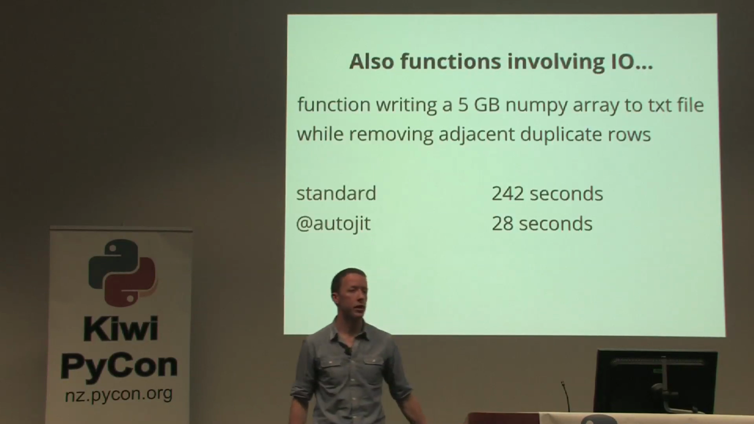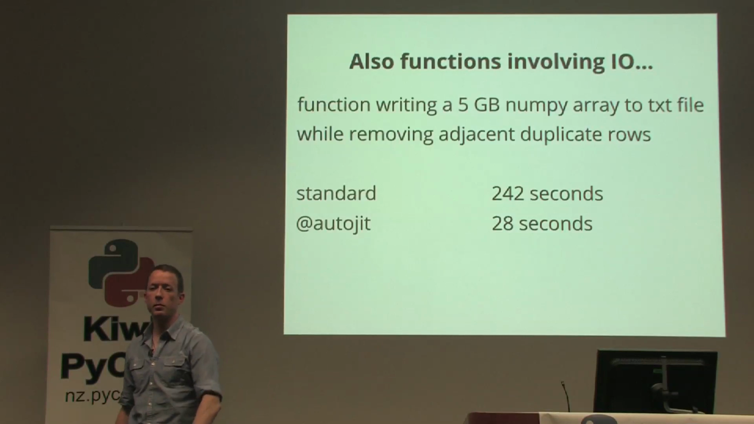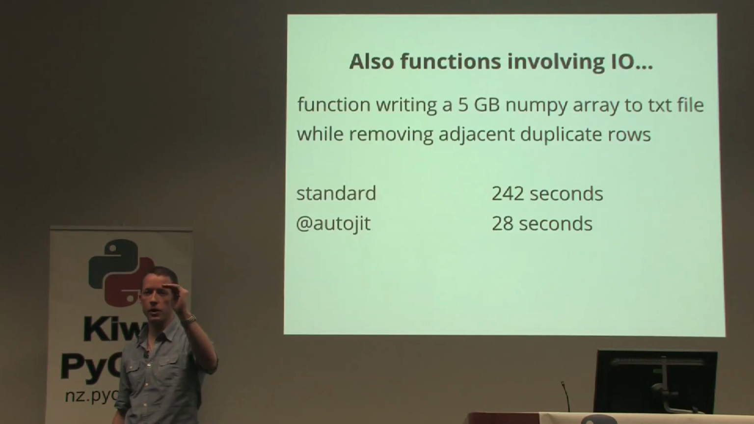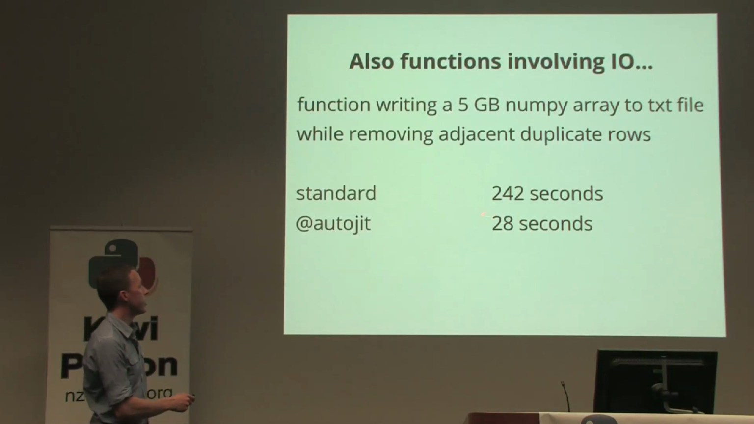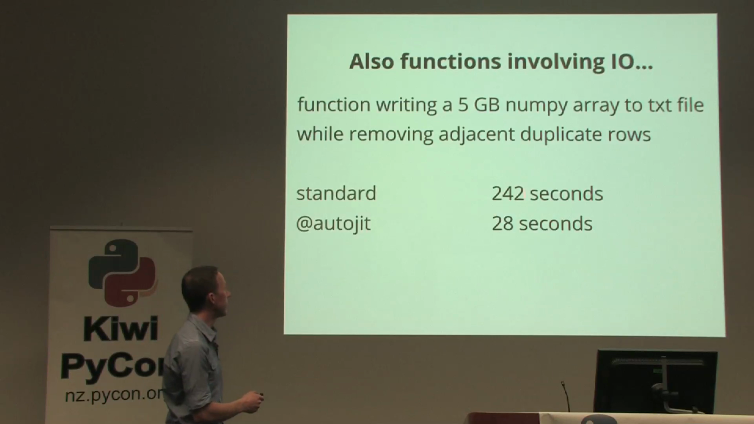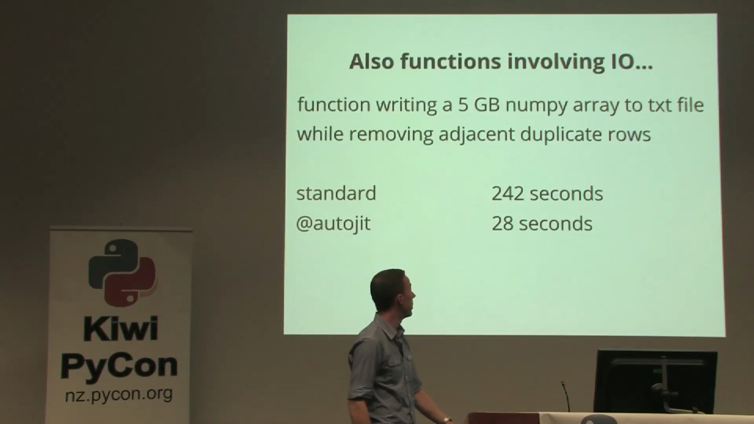It even works when you're writing things out to disk. If I've got a Python function that scans through a long list of numbers and writes that long list of numbers to disk and skips out every line that's the same as the previous line, standard Python, 4 minutes or so. You can drop that by an order of magnitude just by adding this decorator to the top of that function. No other changes at all.